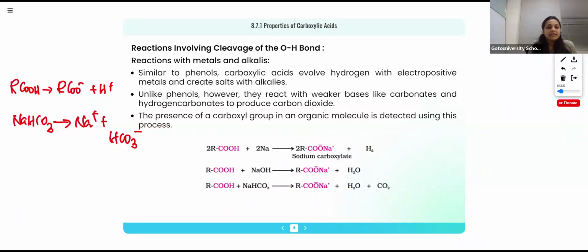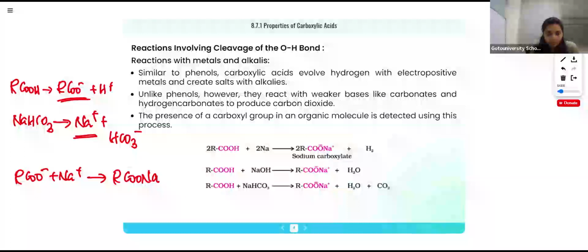Okay. Then next step, same thing. RCOO- will react with Na+. Why? Because this is negative and this is positive, right? So RCOO- reacts with the Na+ ion and produces RCOONa. Okay, so the sodium salt of the acid, you got it, right?